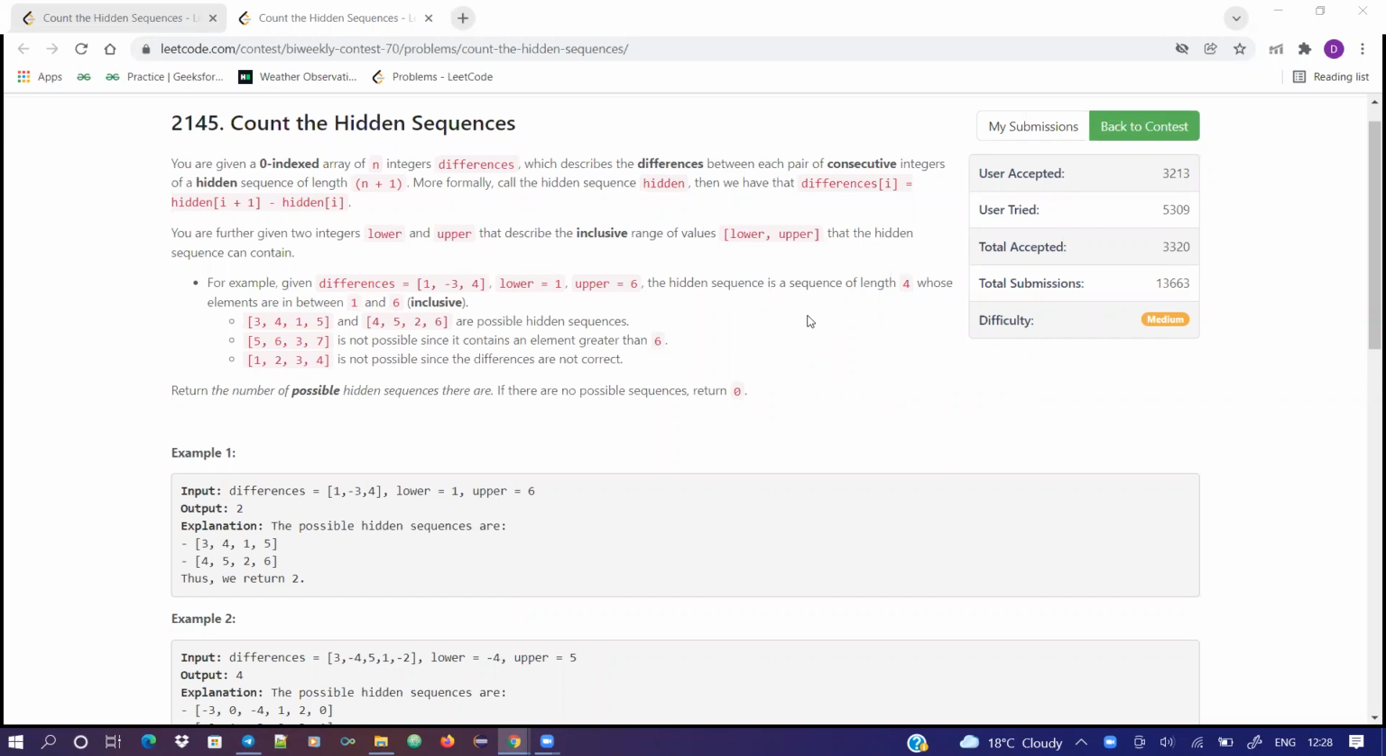Today we are going to solve a question from Leetcode. This question has appeared in Biweekly Contest 70, question number 2145, count the hidden sequences. First of all, let's read the question.